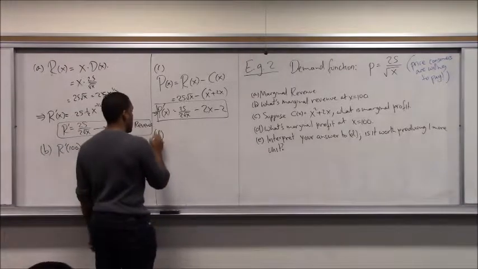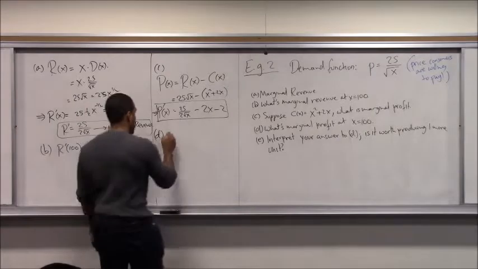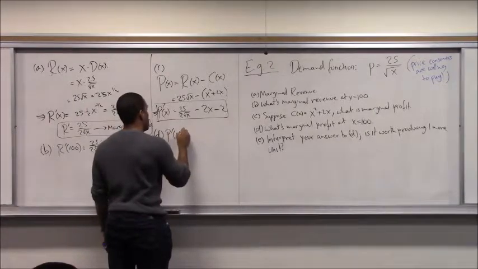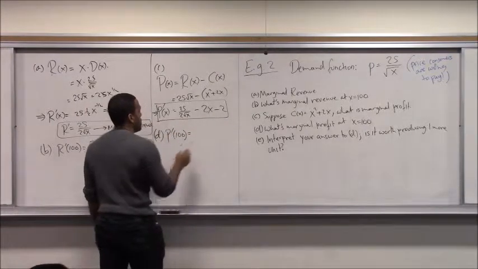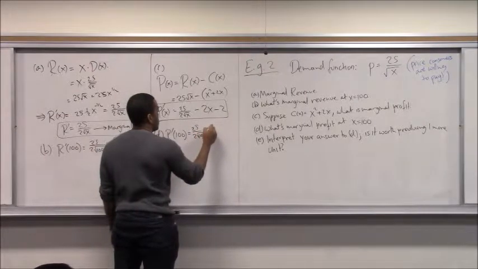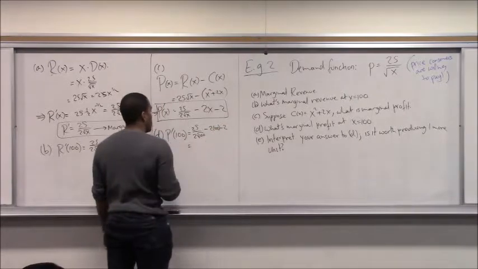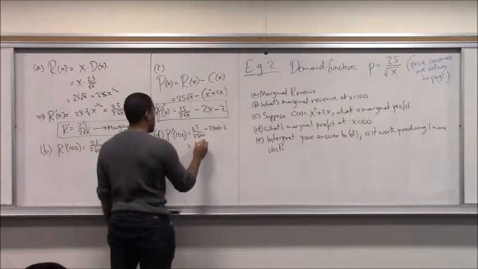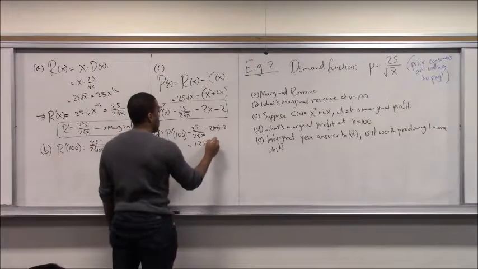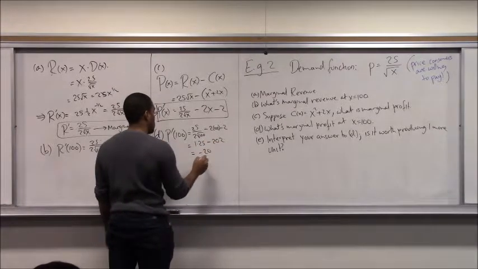D. What is the marginal profit at x equals 100? Well, now we plug in 100. And so that's going to be 25 over 2 radical 100 minus 2 times 100 plus 2. So this we saw was 1.25 minus 202. So this is minus 202.